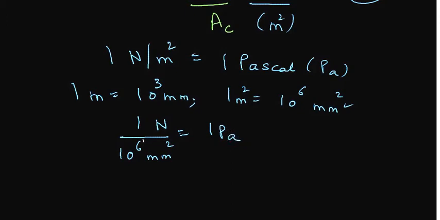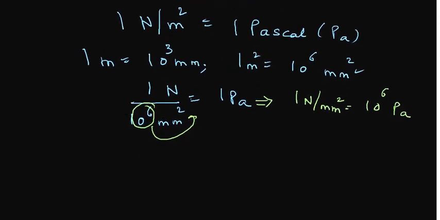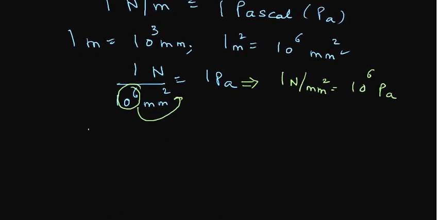Now you take this value and you shift it on that side. So you will get 1 Newton per millimeter square is equal to 10 to power 6 Pascal. Now what is 10 to power 6? 10 to power 6 is mega. So a quantity expressed as 10 to power 6 can be termed as mega. This means 1 Newton per millimeter square is more commercially popular as megapascal.